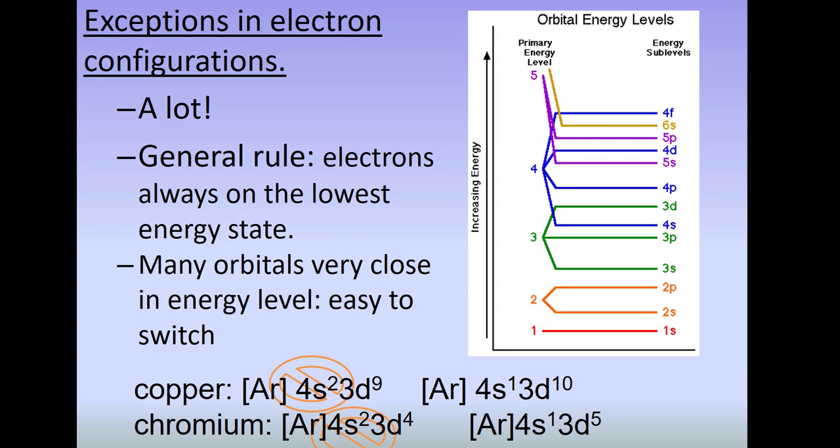The other one that you should know is chromium. Again, you predict that it should be 4s2, 3d4, but what you actually see is that, again, it borrows an electron from the s sublevel. So we end up having a half-filled d sublevel, and just gives it a special stability.